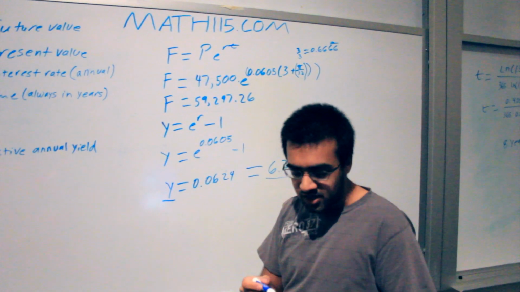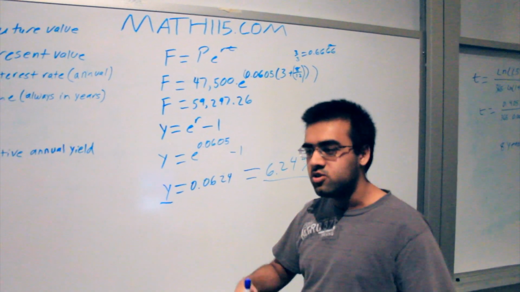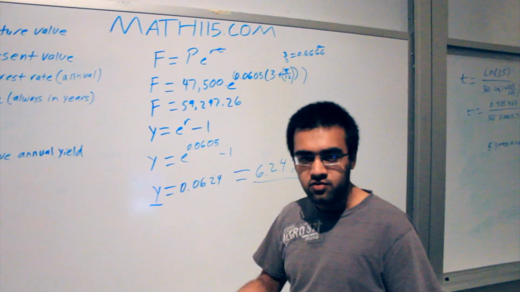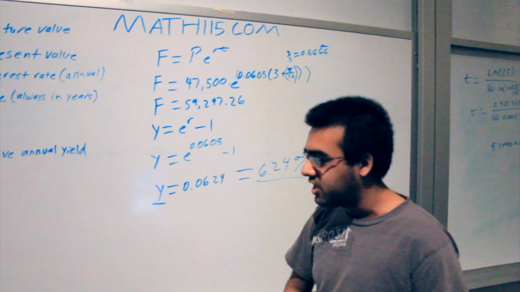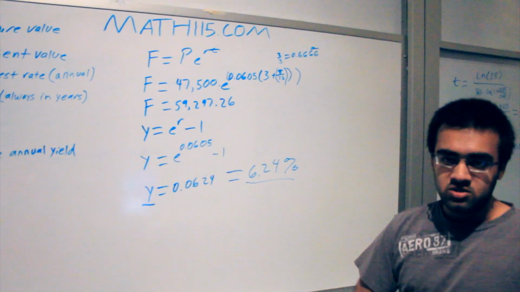That's why when you go to a bank, they always say that your APR is this, but your effective APR, or your effective interest rate, is something different. That's what they mean by that. And that's how you do continuously compounding interest.